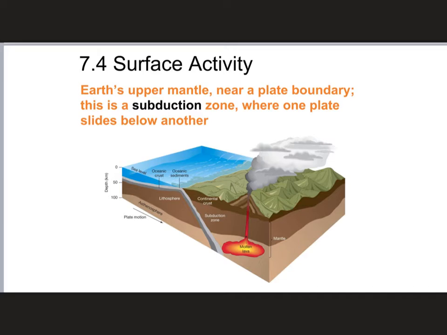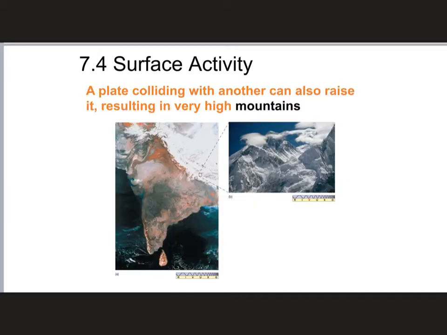Now, when you're looking at the Earth's upper mantle and you're near a plate boundary, something that can happen is called a subduction zone. And that's basically where one plate collides with another and then pushes in a way that it slides underneath it. So when this happens, part of the Earth's crust can actually be driven down into the mantle. And this is a geological process that takes place over many, many years.